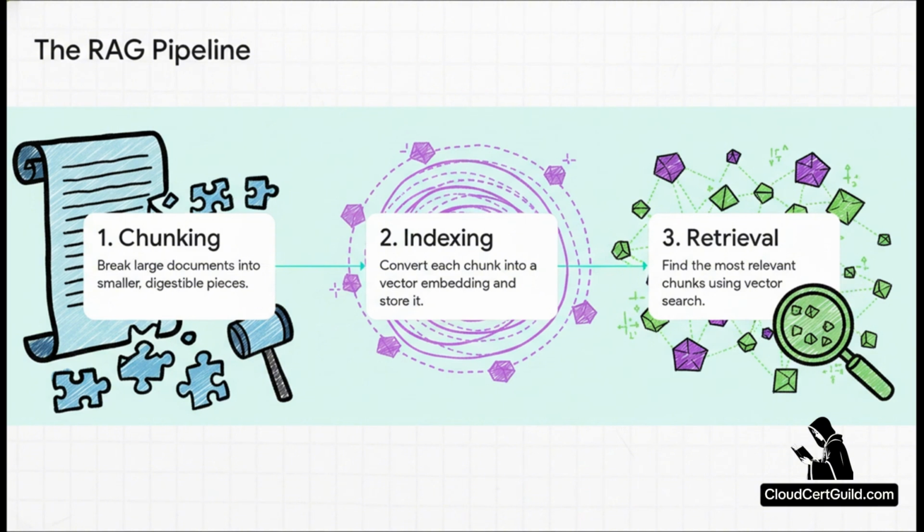So as an architect, how do you actually build this? You use a three-step pipeline called RAG, which stands for Retrieval Augmented Generation. First, you do chunking, where you break your big documents into smaller, more manageable pieces. Second, you do the indexing, where you convert each of those chunks into a vector embedding, its coordinate on our map, and you store it. And finally, there's retrieval. When a user asks a question, you use that vector search to find the most relevant chunks of information to answer it.